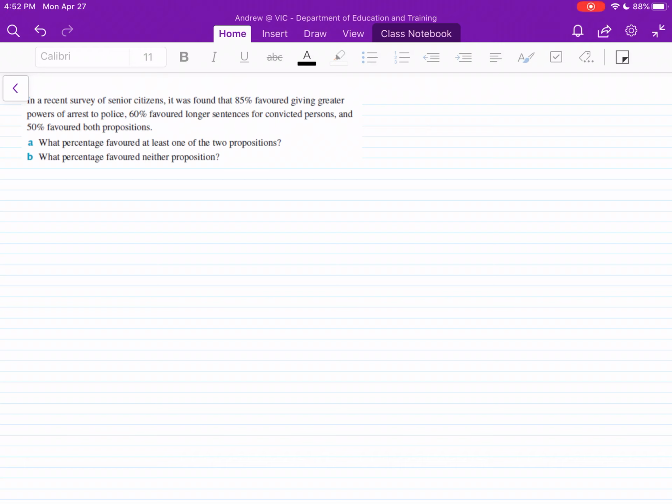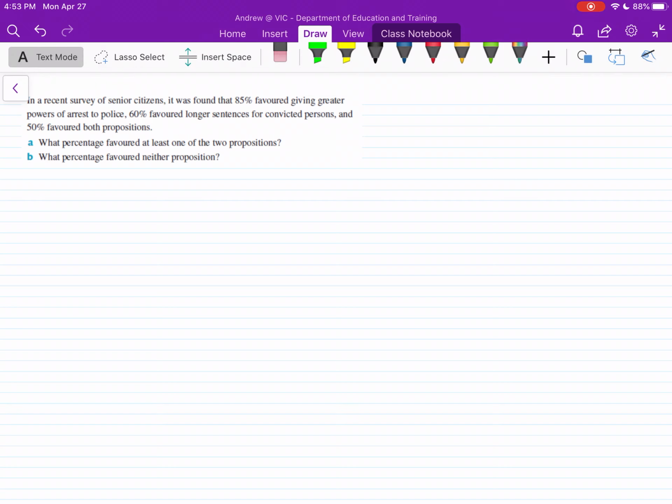Hi all, so in this example today we're going to be looking at how to solve some probability questions, specifically with a Karnaugh map, okay? And these are very important for probability questions and very helpful to solve different problems that you might have. So in this question, a recent survey of senior citizens found that 85% favoured giving greater powers to arrest police, so this is important information.